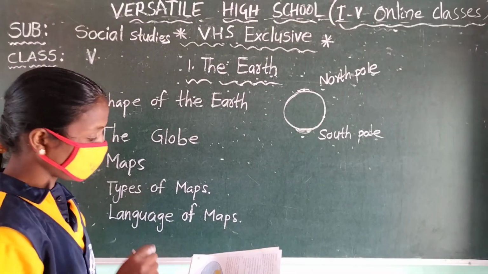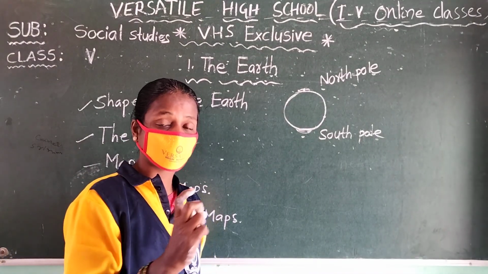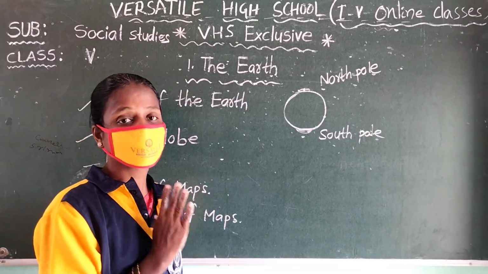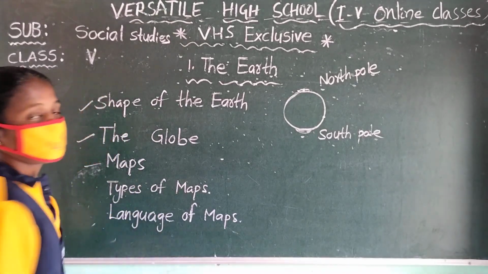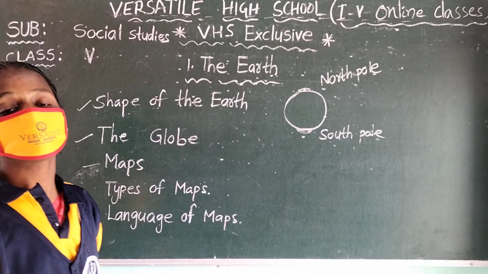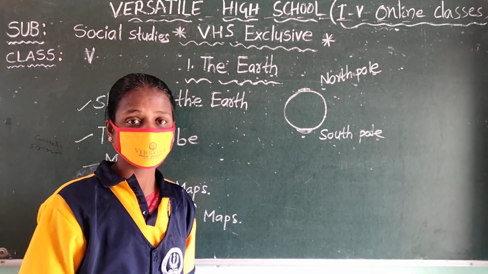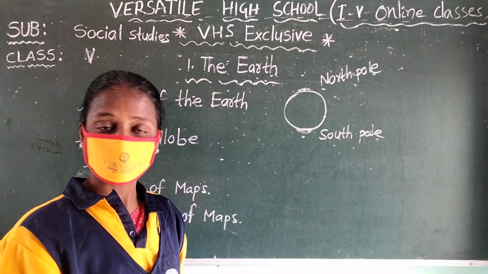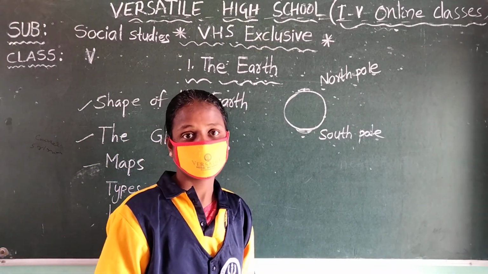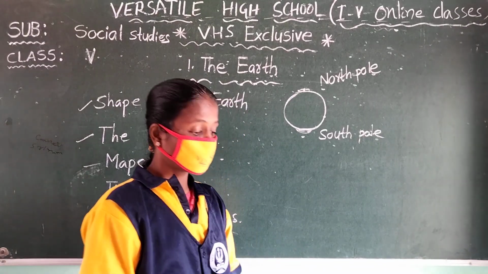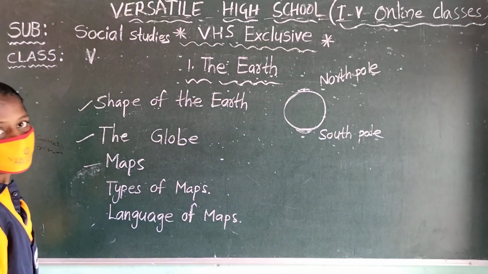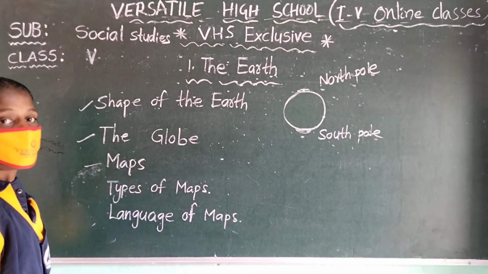So here a map is a representation of the earth's surface only. Only the flat surface of the earth we can see on maps. So where are maps useful to us? You know that aeroplane drivers are called pilots. So pilots, tourists, drivers, sailors and mountaineers are using maps.